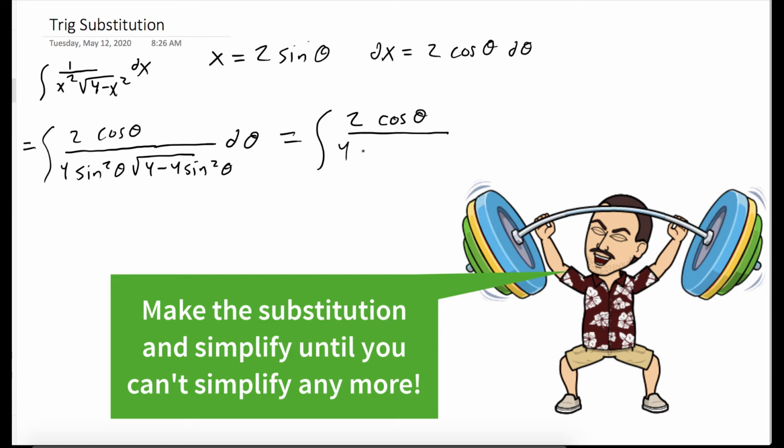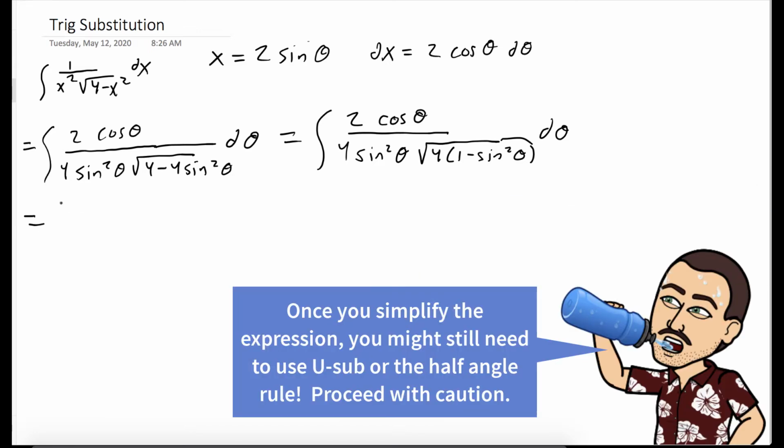So let's factor out a 4. So our square root is the square root of 4 times 1 minus sine squared theta. And as my good friend Pythagoras once told me, 1 minus sine squared theta is equal to cosine squared theta. So our fraction is 2 cosine theta over 4 sine squared theta times the square root of 4 cosine squared theta. That's a perfect square, so we'll be able to simplify it.